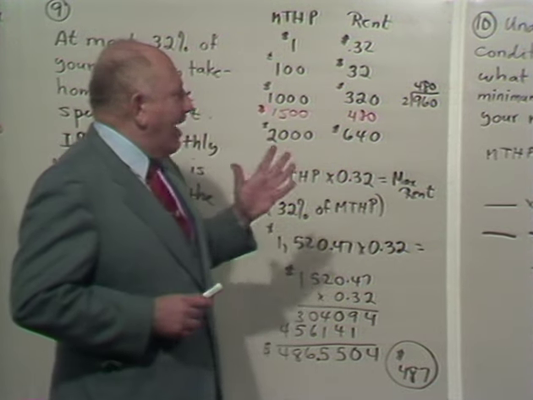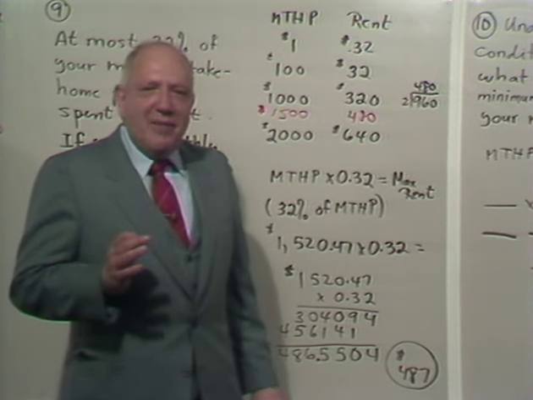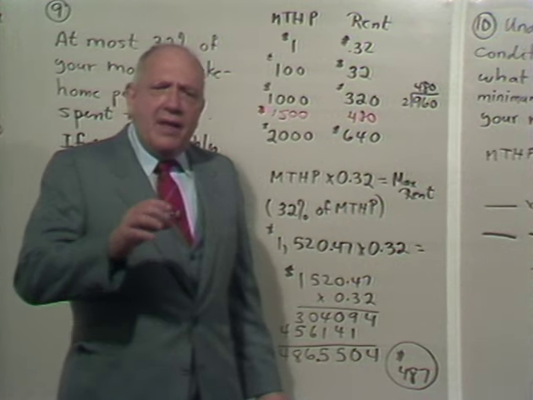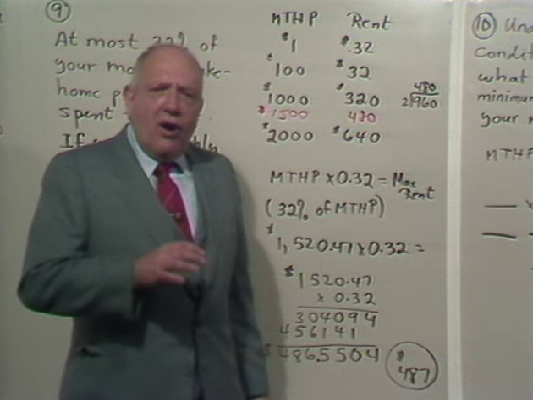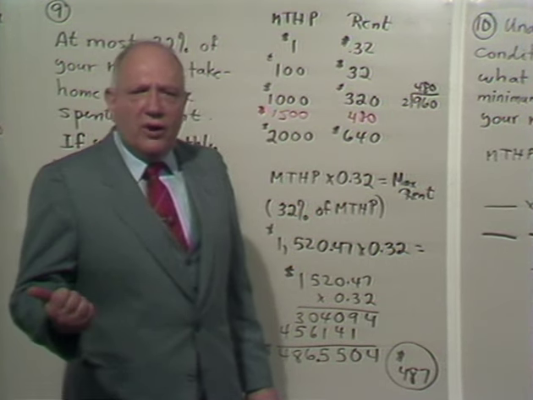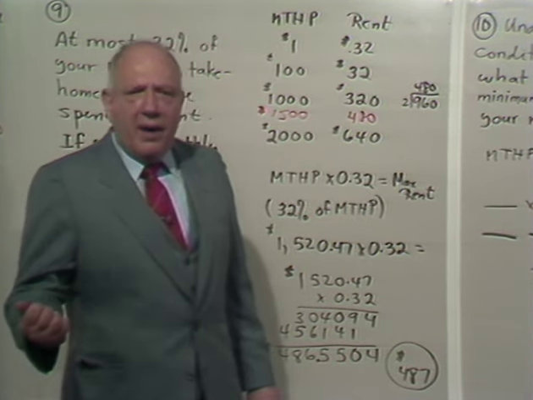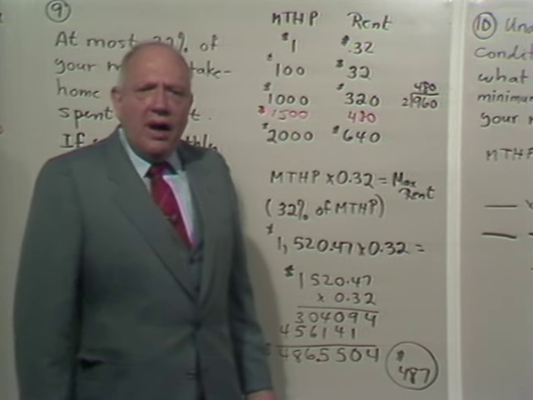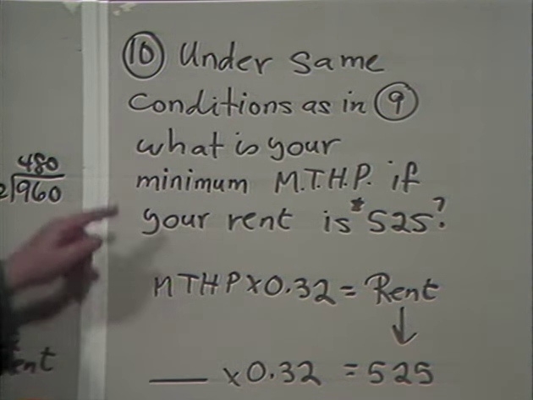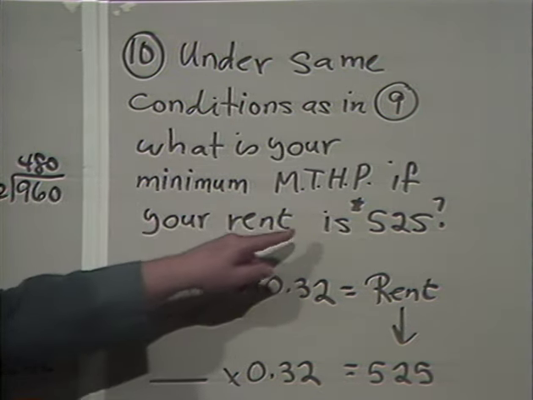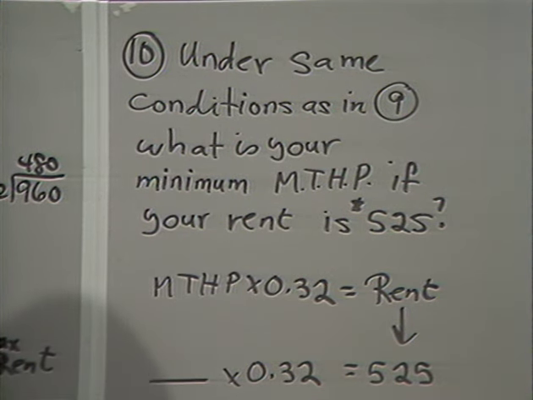And now, the last problem is exactly the same as the one we just did, except they've switched something on us. Instead of telling us the take-home pay and asking us how much rent we can afford to pay, they tell us what rent we're paying, and now we have to figure out how much we're earning. It says under the same conditions as in 9. What does the same conditions mean? You can only afford to pay 32% of your monthly take-home pay for rent. It says, what must your minimum monthly take-home pay be if your rent is $525?